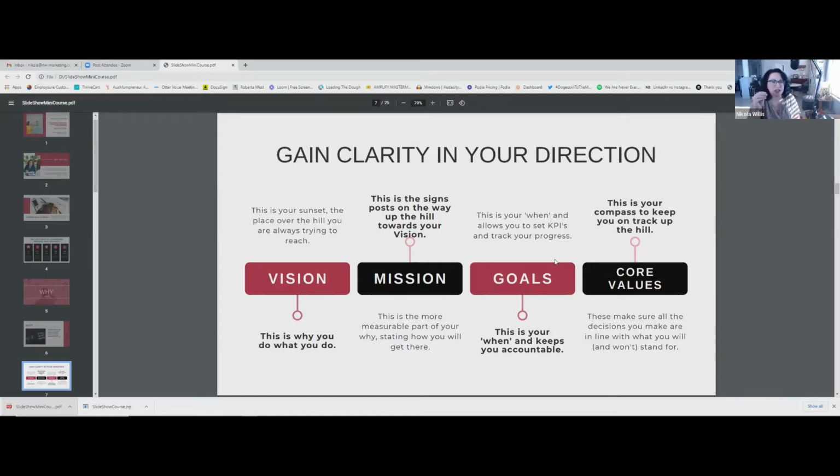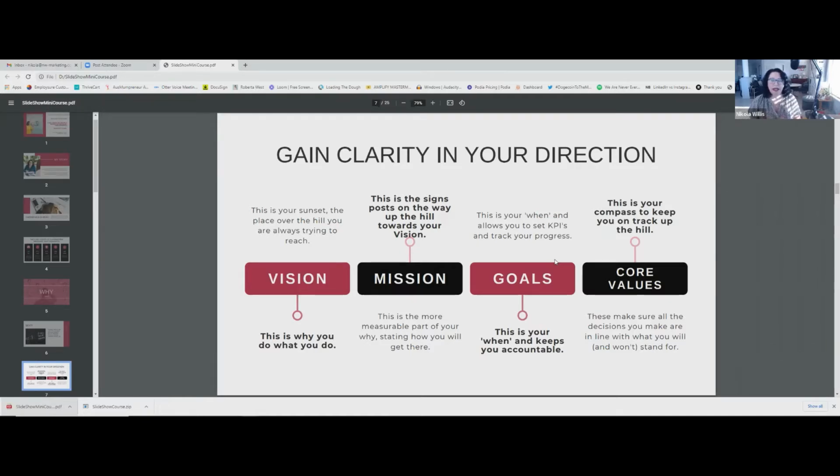Imagine this, your vision is your sunset. It's the place over the hill, the place you love, the place or the thing that lights you up, and where you are headed. You're never quite going to reach it. That's why it's the sunset over the hill, but it's what lights you up enough to get up in the morning and keep doing what you're doing in business, even when it gets tough. So it is the why, it is why you do what you do.